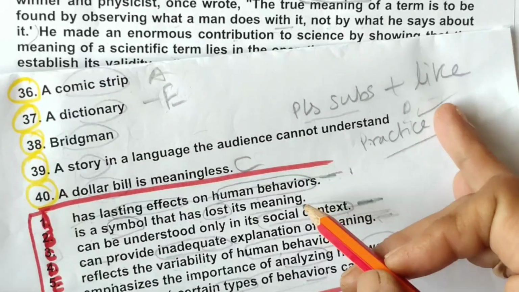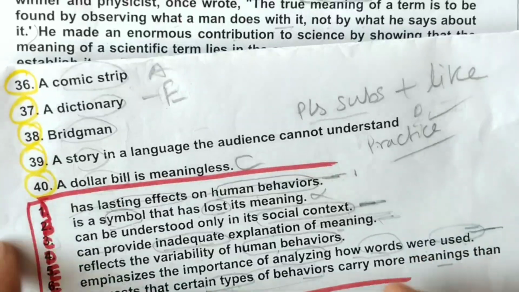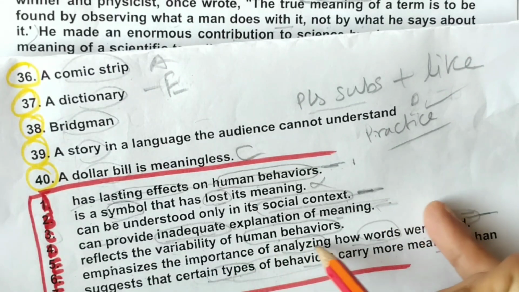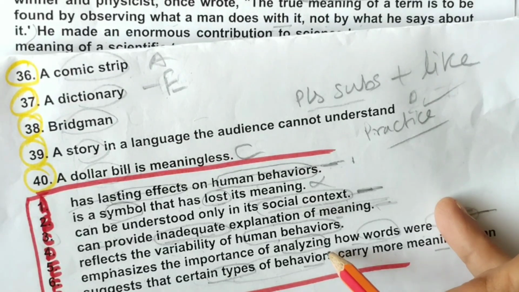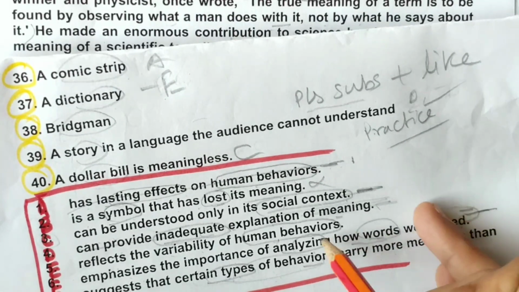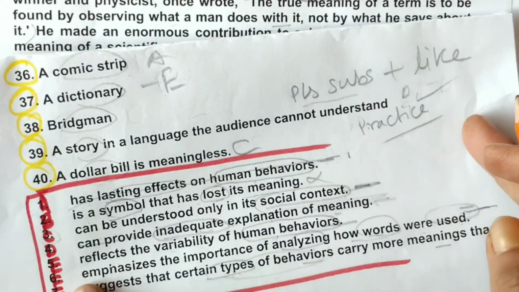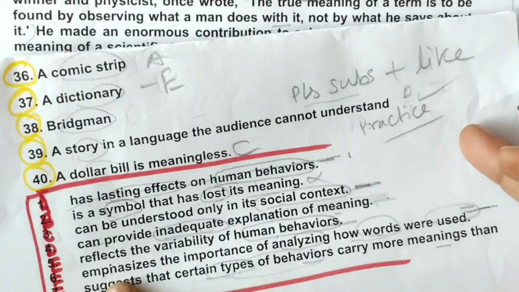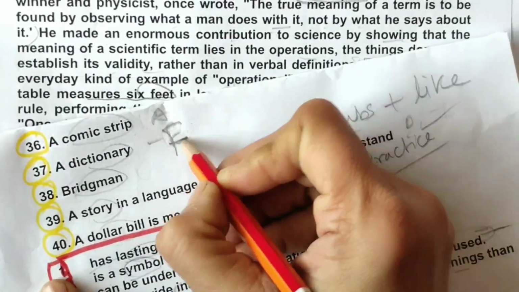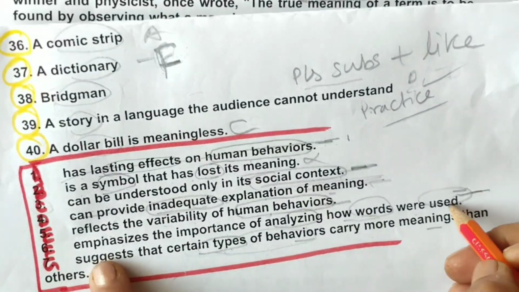Now what we have left? Symbol that has lost its meaning, no. Reflects the variability of human behaviors. Human behaviors. No, this also we have selected. Sorry. What we have selected for dictionary, it is F. I have selected F only. F. Okay, for this we have selected.